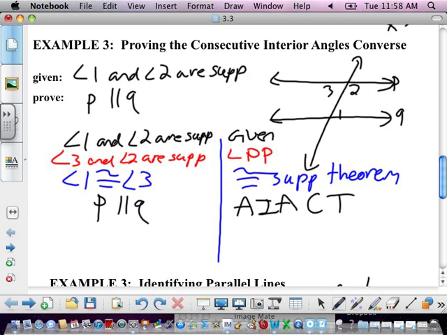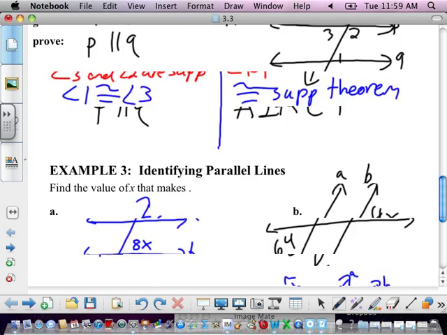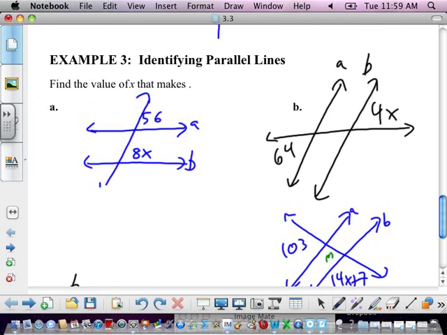Okay, we've got 4 more examples. What can we make x so that we know A and B are parallel to each other? We have to make them equal. Why? Because they're what kind of angles? Complementary. Not complementary. Starts with a C. Corresponding. Okay, so x equals 7.